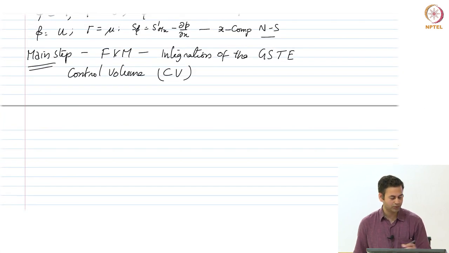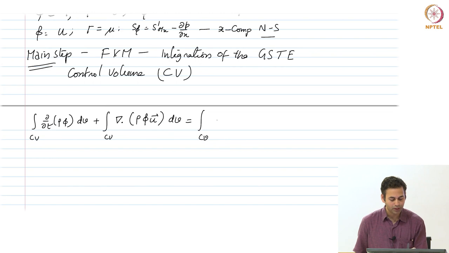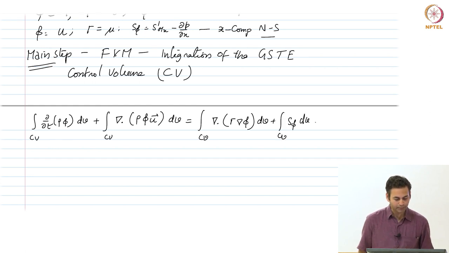So that is going to give me on a controlled volume, the first term is the transient term, that is partial t of rho phi, dv. The second term is the divergence of the convection term, essentially del dot rho phi u bar dv equals, on the right hand side we have controlled volume del dot gamma grad phi dv plus integral controlled volume s dv, okay. Here dv is the differential volume of the controlled volume we have chosen, okay. So this is the differential volume.